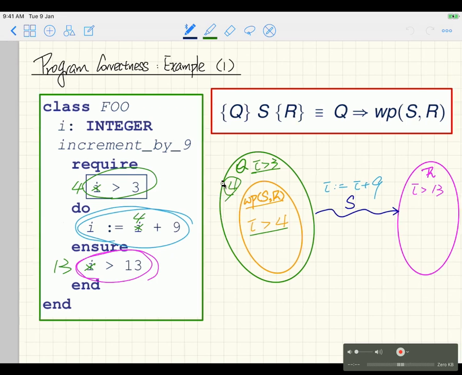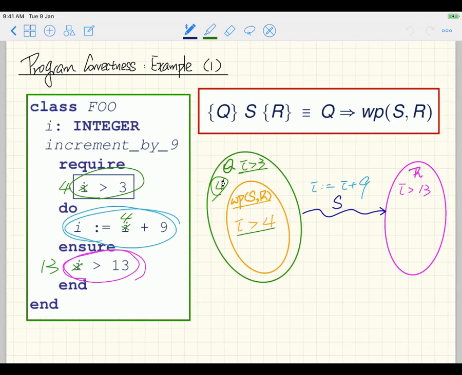Let's go on to example number 1. Let me just write it down to remind you what the rule is. We have WP of x is assigned to E. In this case, the implementation is i is assigned to i plus 9. That's the first input for the WP. The second input is the post condition: i is larger than 13. How do we calculate that?